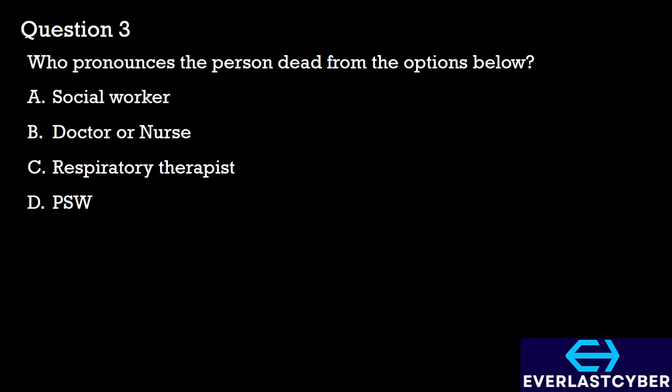Social workers provide emotional, social, and logistical support to clients and their families. They are not trained or authorized to assess or pronounce death. In most healthcare settings, the legal authority to pronounce a person dead rests with a doctor or, in some jurisdictions, a registered nurse. This is because they are trained to confirm deaths by assessing vital signs including heartbeat, breathing, and pupil response, as well as documenting the time and circumstances of death.